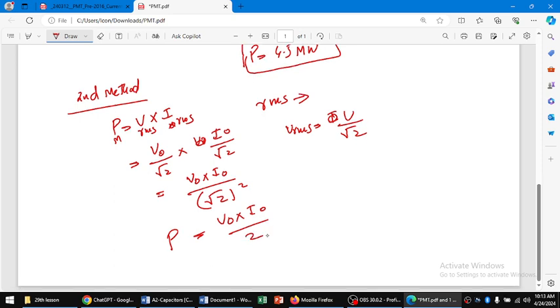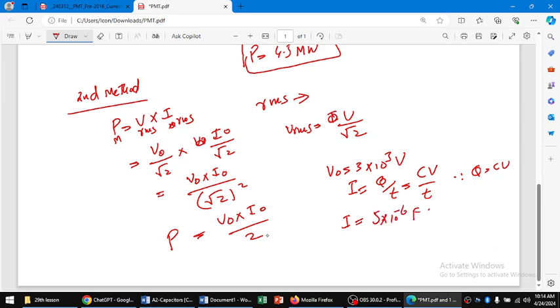The voltage V is given in the question, 3 into 10 to the power 3 volts. The current I is not given in the question, but we can find it using the formula I equals Q over t, and Q is equal to CV. So I is equal to CV over t. C is 5 into 10 to the power minus 6 farad, voltage is 3000 or 3 into 10 to the power 3 volts, divided by the time 5 into 10 to the power minus 3. So we get the current equal to 300 ampere.